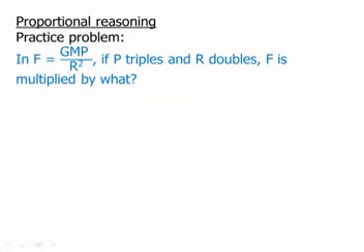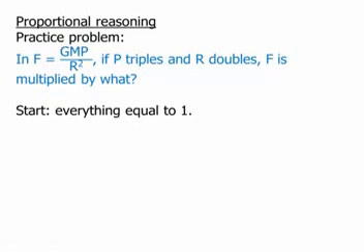Here's a practice problem. Pause the video and then we'll talk about this. Okay, so this is Newton's formula for gravitation. The test may or may not tell you that. So we get this formula, and we want to know if P triples and R doubles, F is multiplied by what? So we're going to assume everything else stays the same.